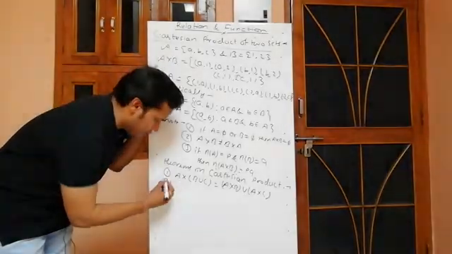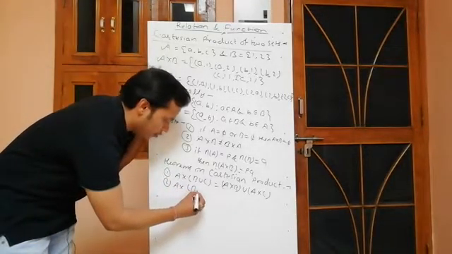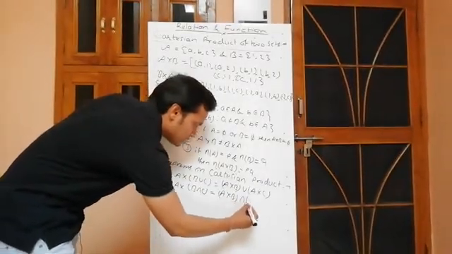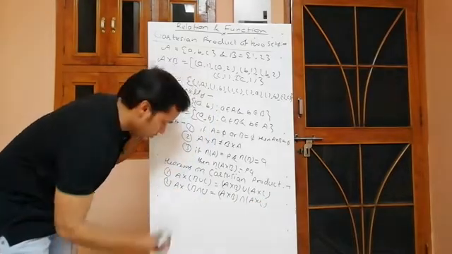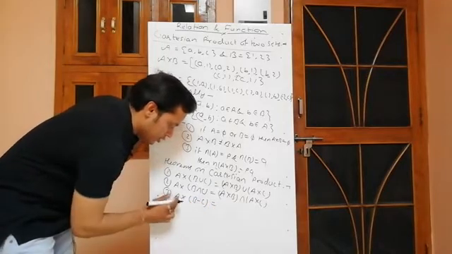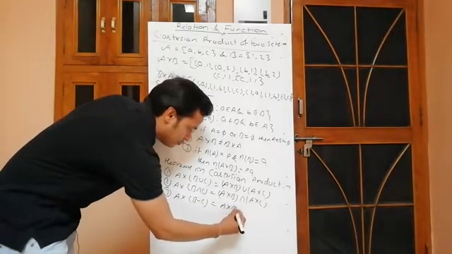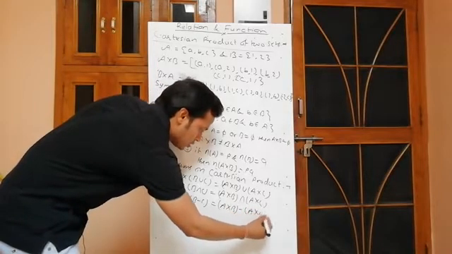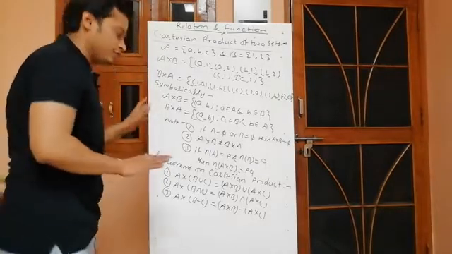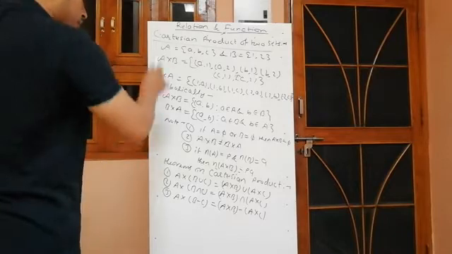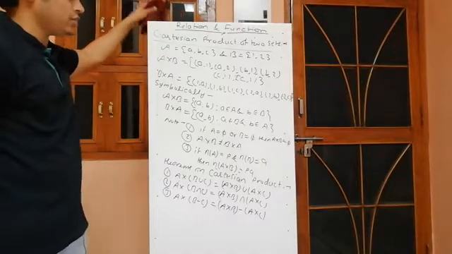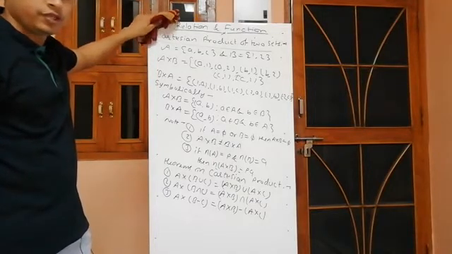Second one: A cross (B intersection C) is equal to (A cross B) intersection (A cross C). Similarly, third one: A cross (B minus C) is equal to (A cross B) minus (A cross C). If you take any example, you can easily prove this by taking any example. So write down these. Can I? Yeah, just pause it and write down.